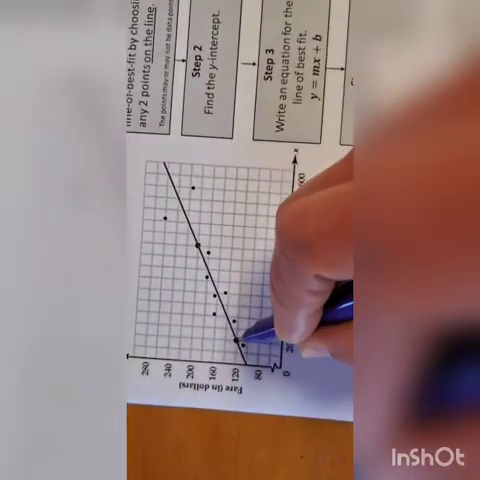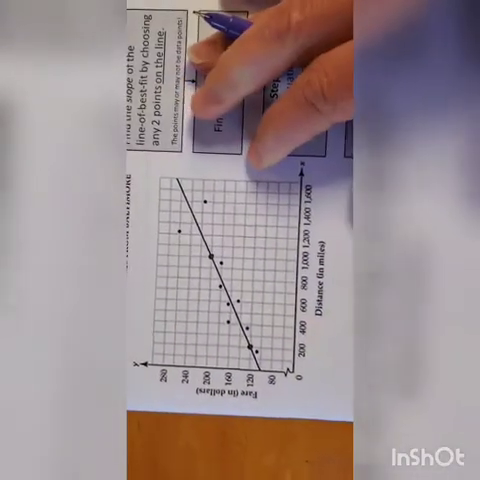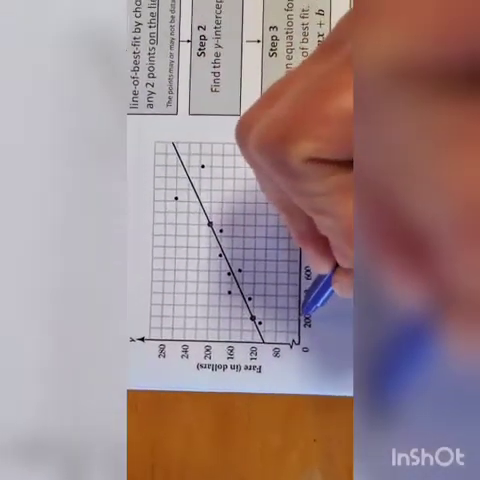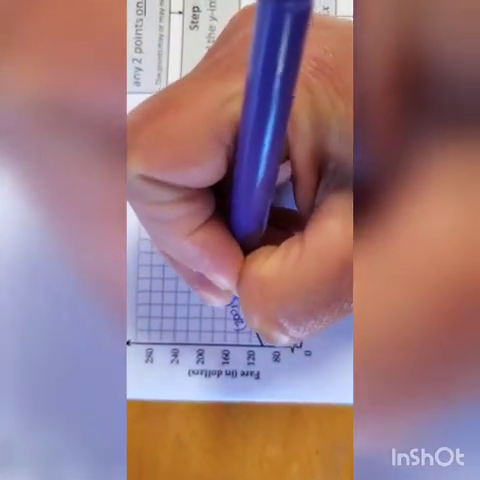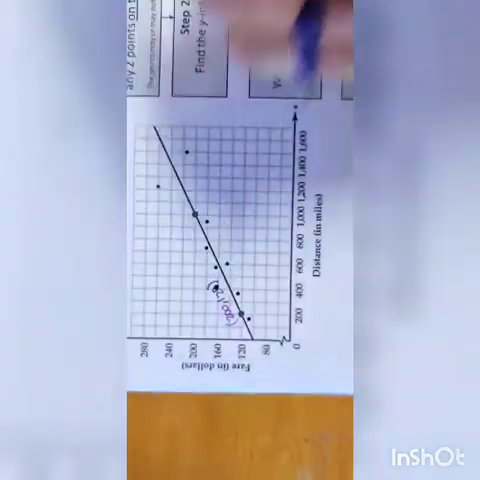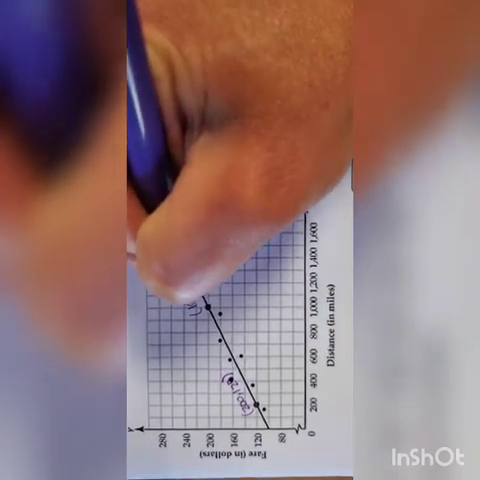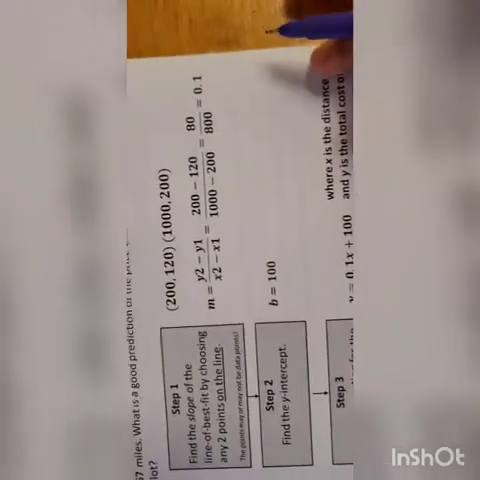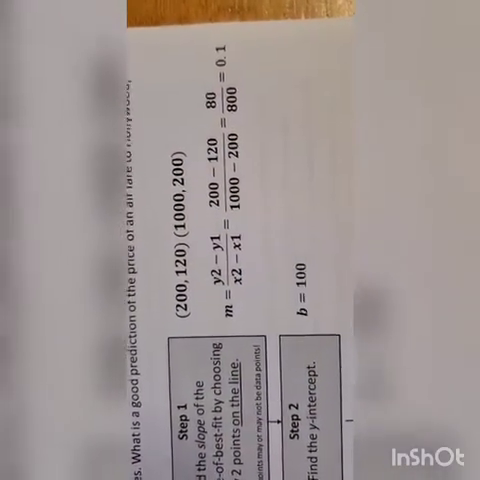So 2 points that have been chosen for us, remember they need to go right through the crosshairs, right through 2 integers so that we know where the points are at: 200, 120, and 1,000, 200. Those are our 2 points. So over here, we have those written down, 200, 120, 1,000, 200.